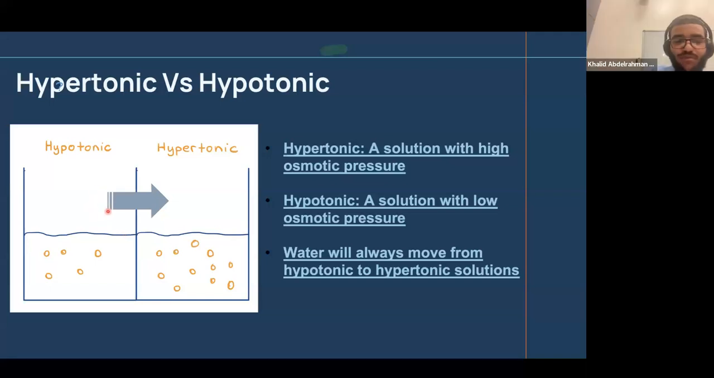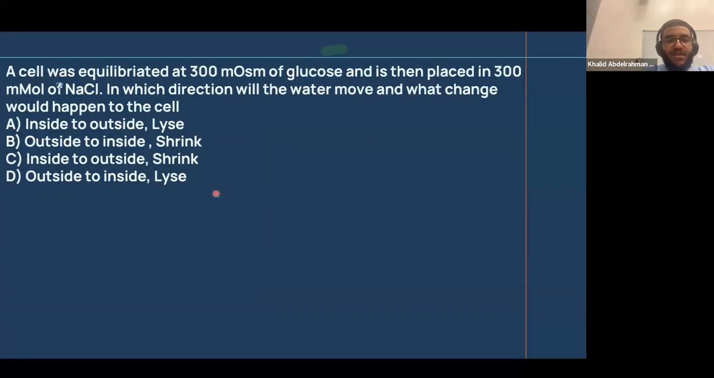As you said, it will move from left to right, or hypotonic to hypertonic. If you understand this part of the lecture, you pretty much got it. So now this is a pop quiz. A cell was equilibrated at 300 milliosmoles of glucose. I'll give you a hint, focus on the units. It is then placed in 300 millimoles of NaCl. In which direction will the water move and what change would happen to the cell? I'll give you a minute to think about it.